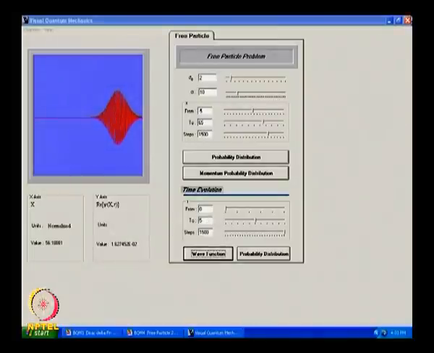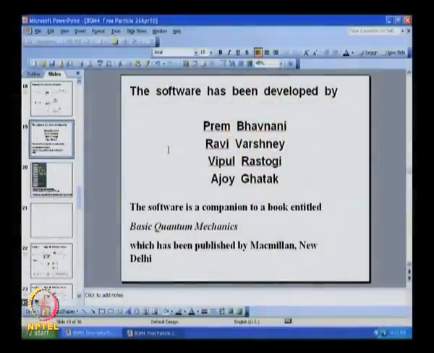I thought I will show this to you. The software that I have just now shown, we will be discussing other examples, has been developed by my colleagues Prem Bhavnani, Dr. Ravi Varshney and Dr. Vipul Rastogi, who is right now in IIT Roorkee, and the software is a companion to a book which is entitled Basic Quantum Mechanics, which I had referred to earlier, and we will show you other examples from this book in later courses.